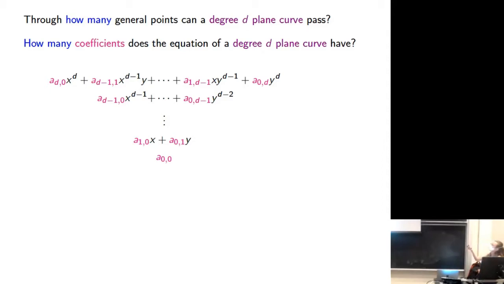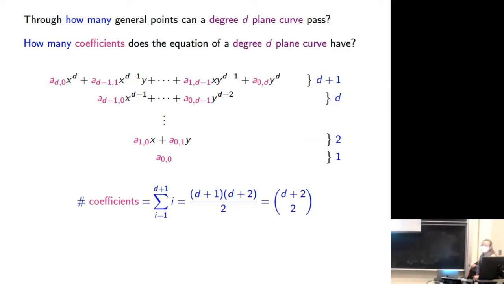And now it's kind of easy to see how many there are, right? On the first line, there are d plus 1, then there are d, all the way down to 1. So the total number of coefficients is the sum of i from 1 to d plus 1, which is d plus 2 times d plus 1 over 2, or d plus 2 choose 2. So that's going to be the number of columns in my matrix, if I were to write out this matrix that I want to have a non-zero kernel.